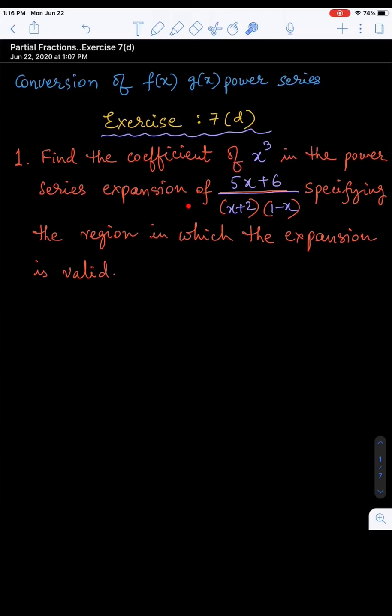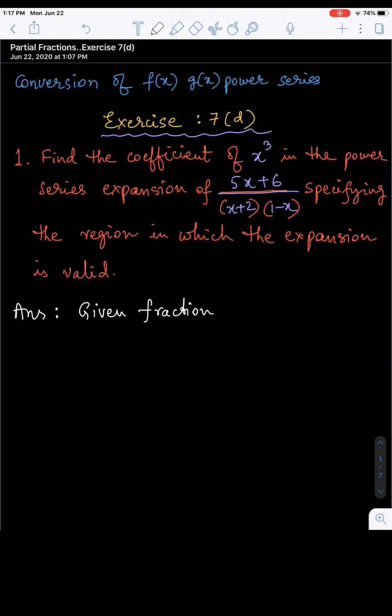How to take power series expansion? We will discuss in the second part. Don't worry. So in the first part, as usual, how did you make partial fractions in your exercise 7a, b, c, like that? Here also we have to divide it into partial fractions.